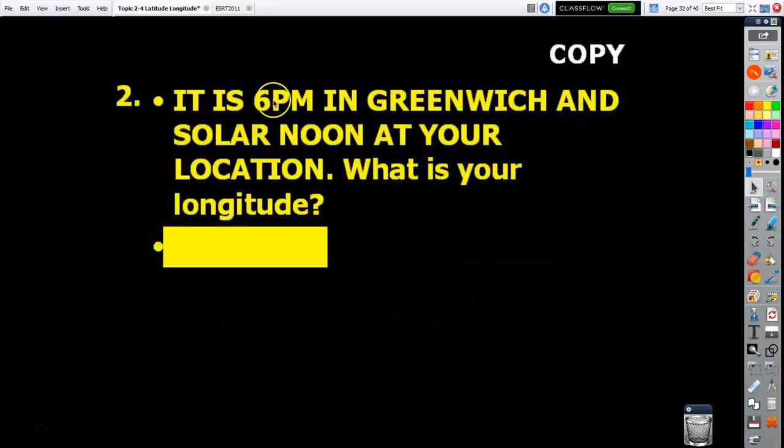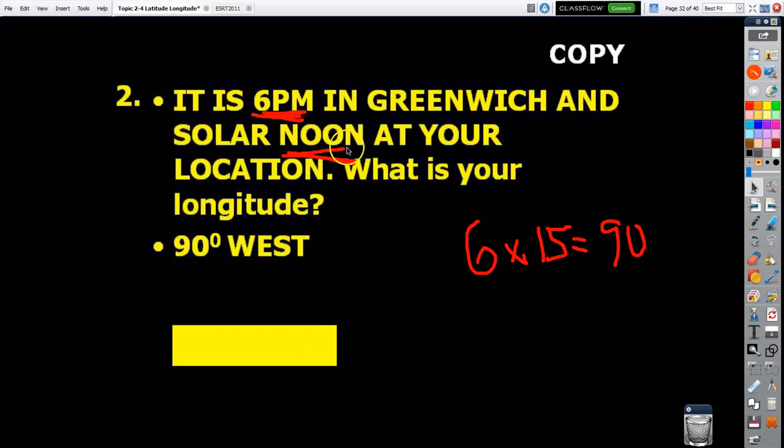Let's do a couple more. It's 6 p.m. in Greenwich and noon at your location. What's your longitude? So again, first find the hours between them. 6 p.m. to noon is 6 hours. You multiply by that magic number, 15. 6 times 15 is 90. And again, where are you? You are at noon, and it's 6 p.m. at the prime meridian. So you are actually earlier in the day, right? California's earlier than New York, so you are on the west coast. So you are 90 degrees west, right? Earlier in the day, because you're at noon, is west, 90 west.